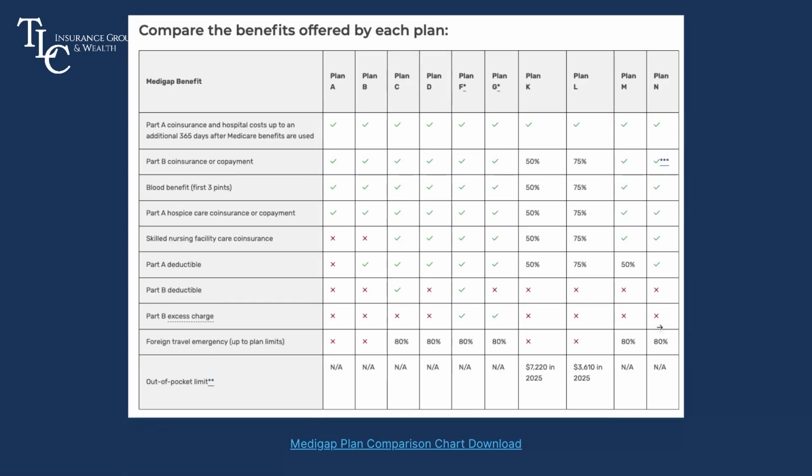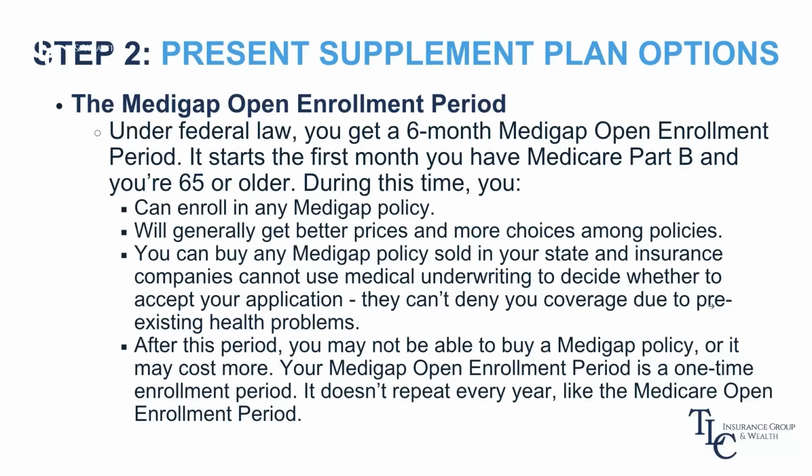At the end of the day, this is a really great resource to have because you can neatly see how all the different plans, A through N, are structured and what kind of coverage the carriers have to offer our clients. So as we think about Medigaps, there is a Medigap open enrollment period. Under federal law, your client's going to get a 6-month Medigap open enrollment period, and it's going to start the first month that they have Medicare Part B and they're 65 or older.